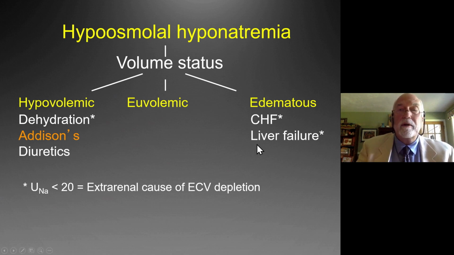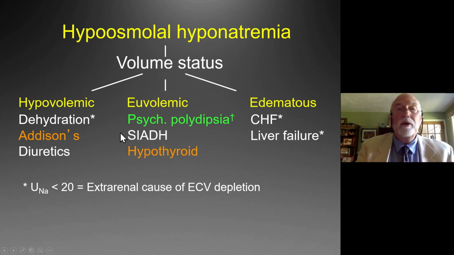These that are starred are characterized by activation of the renin-angiotensin system. And the hallmark of that is a low urine sodium. Again, urine sodium is determined by the renin-angiotensin system activation, whereas the osmolality will be determined by ADH activity. Euvolemic patients, we're often trying to distinguish between too much drinking or too much ADH. And also on the list to exclude is another endocrine disorder of hypothyroidism.